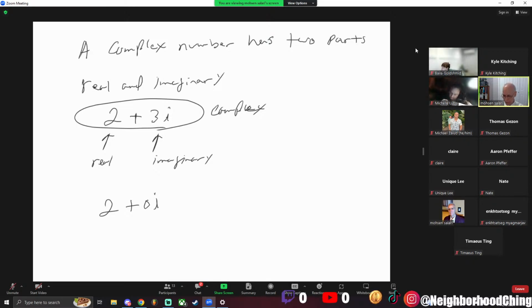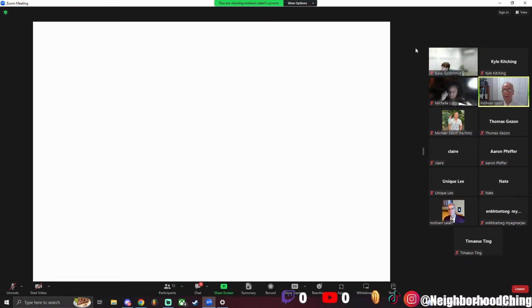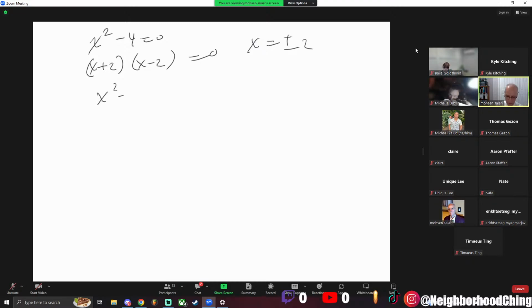So how did it come to be? Just to give you a really quick overview of that. You know that if you have x squared minus 4 equals 0, mathematicians knew that x plus 2, x minus 2 equals 0, so x equals plus and minus 2. Or you could say x squared equals 4, so x equals plus and minus square root of 4, so that equals plus and minus 2.